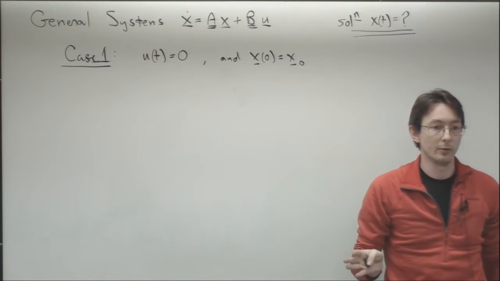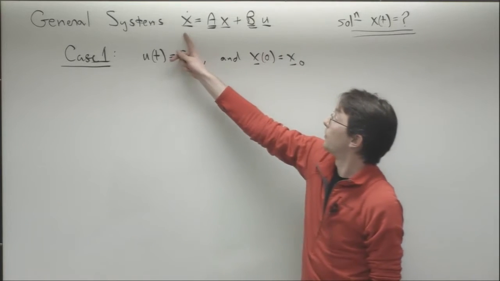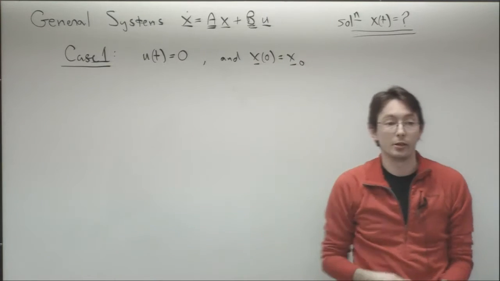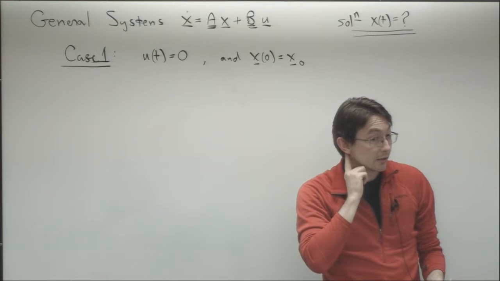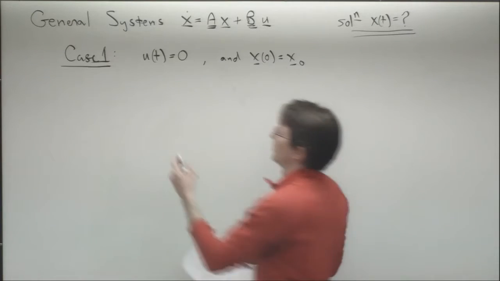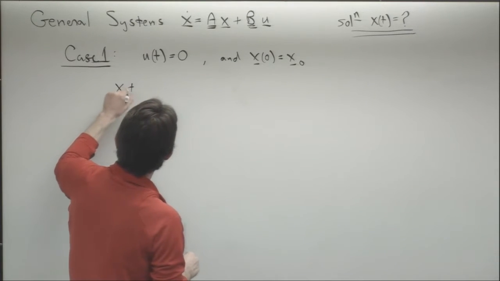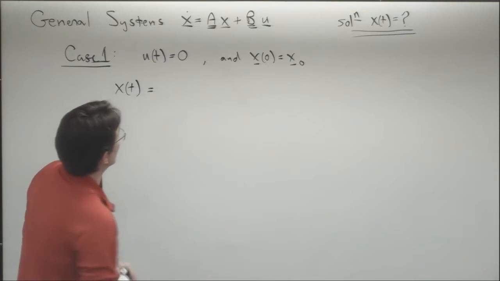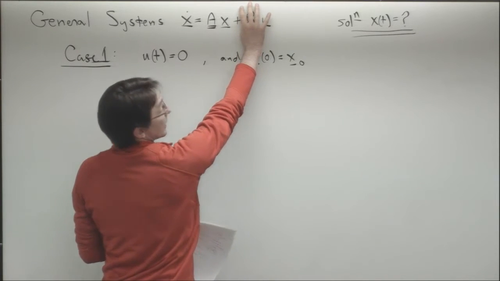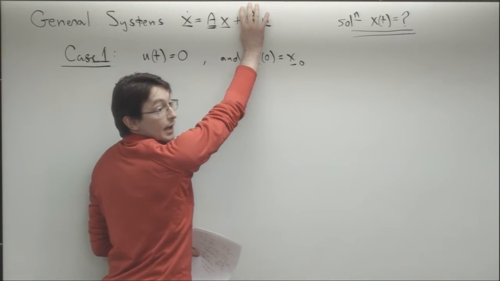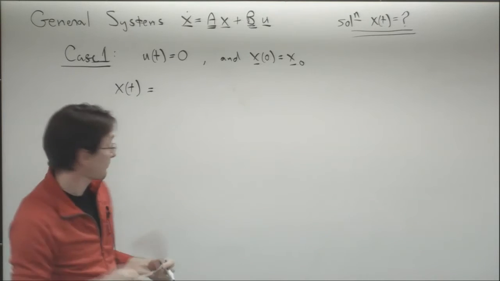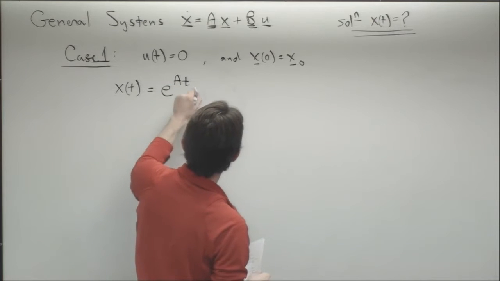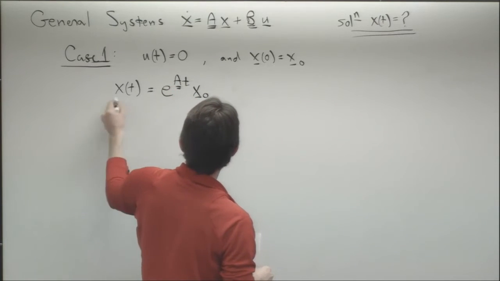Okay? Everyone with me so far? We have this system, but we're going to assume that there is no forcing ever, and we just have an initial condition. So what does the solution of this system look like? What's x of t? I mean, we've solved this a lot, right? If I get rid of that term entirely, it's just the solution of x dot equals Ax for some initial condition. So x of t is equal to e to the matrix A t times x naught, right?